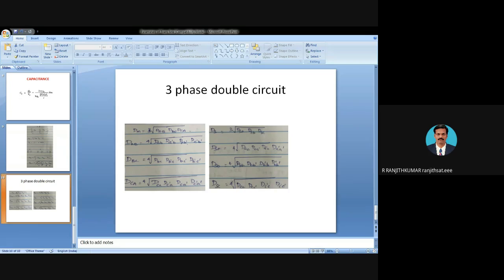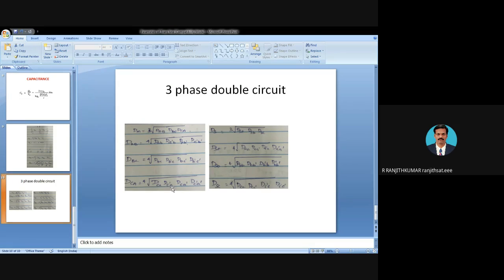Hello? Am I audible? Am I audible, Kanna? Yes, ma'am. Audible. Okay. DM we should not change. For DM, even if it is a bundled conductor, we have to solve it considering it as a solid conductor.